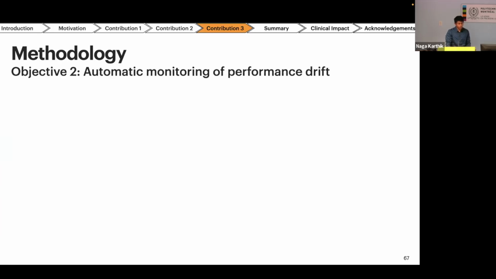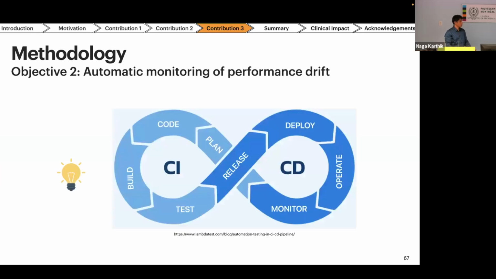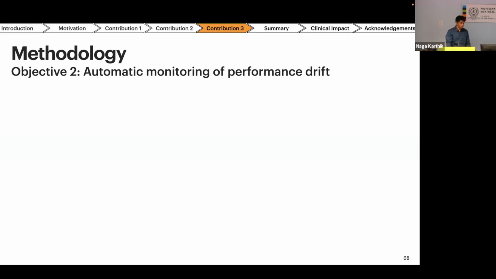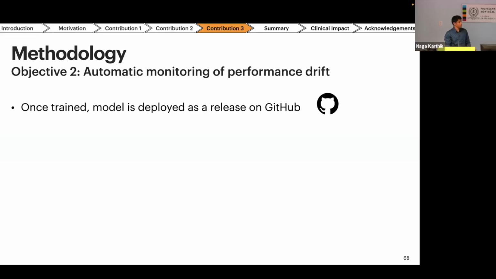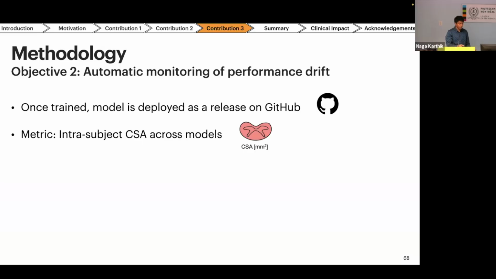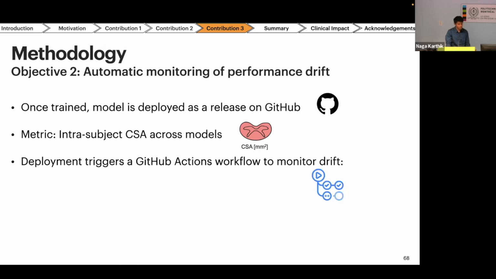Okay, but in this work, we are also focusing on what happens after creating the model, right? We want to have a pipeline that could automatically monitor performance drift across model versions. So we took inspiration from what we see typically in software development, where we build a model, we test it, deploy it, have some tests to check for failures, and also monitor its performance over time. So in a similar vein, we trained the model, deployed it as a release on GitHub, and we used the intra-subject CSA, which I explained before, as the metric we want to track these models across.